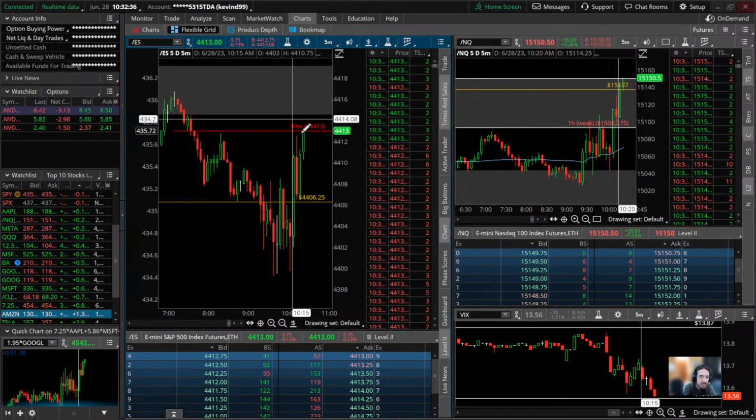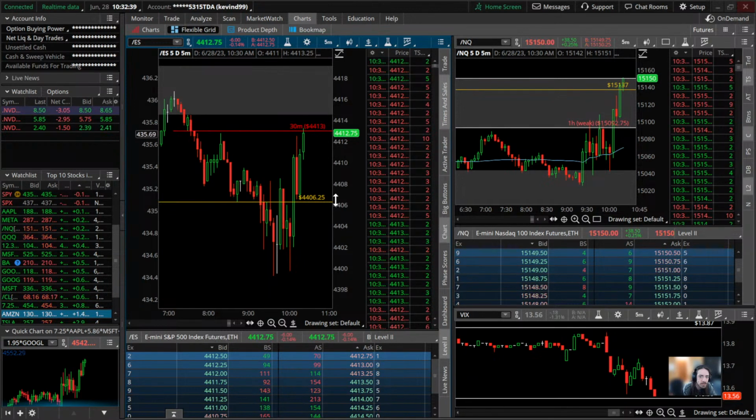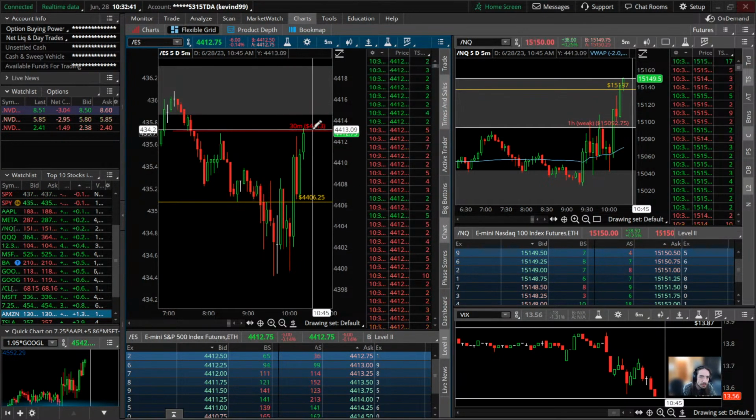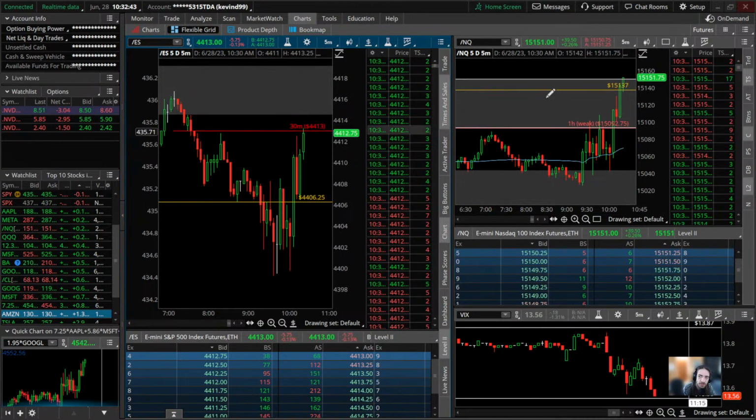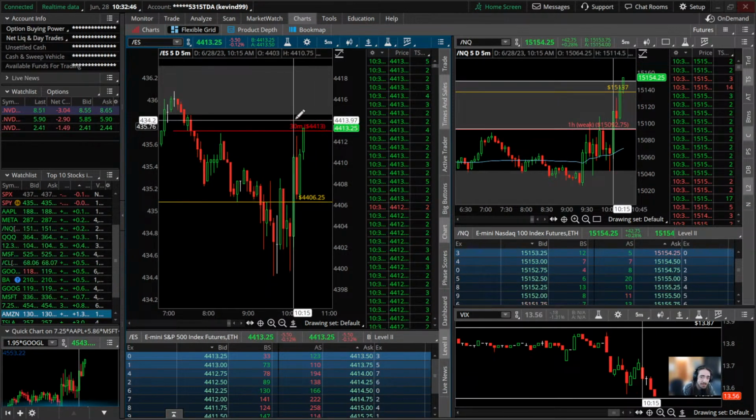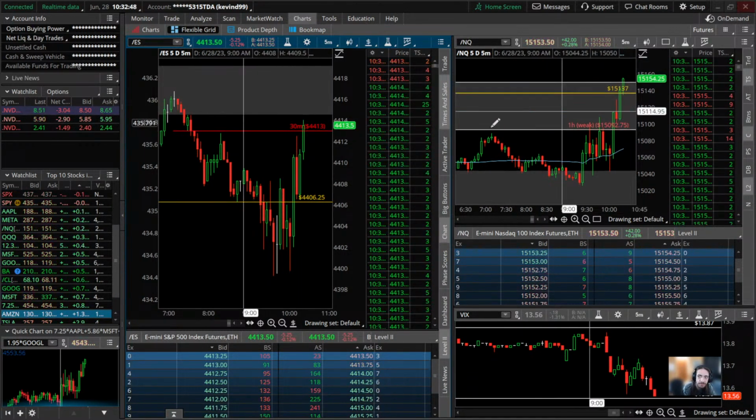So you have a 2-point stop and about a 6-point target. So that's a 3-to-1 risk reward. That's a good risk reward. But now we have NASDAQ breaking. So then I would probably cancel out this idea.